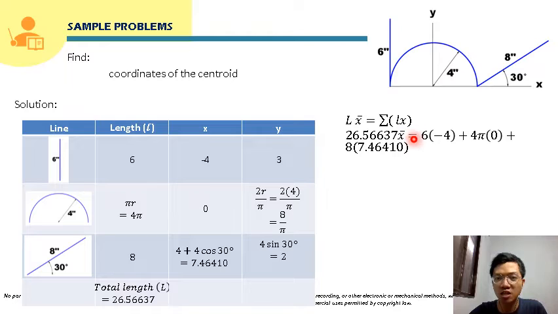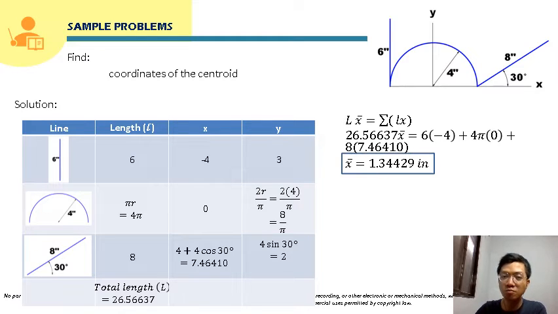Again, our total length here is 26.56637. So 26.56637 x bar will be equal to the summation of the length of each line times its respective x coordinate. So that will be 6 times -4, plus 4 pi times 0, plus 8 times 7.46410. Here we can now solve for x bar. Solving for x bar, that will just be 1.34429 inches. So don't forget to include the unit. For our x bar, this will now be the answer.